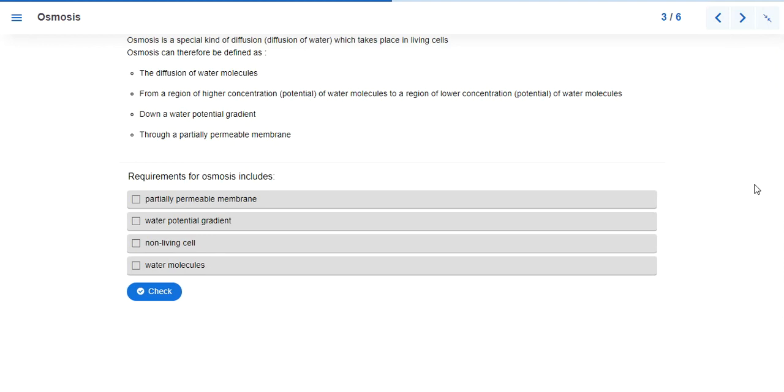Osmosis. Osmosis is a special kind of diffusion, that is, diffusion of water. It takes place in living cells. The following are the requirements for osmosis to take place.